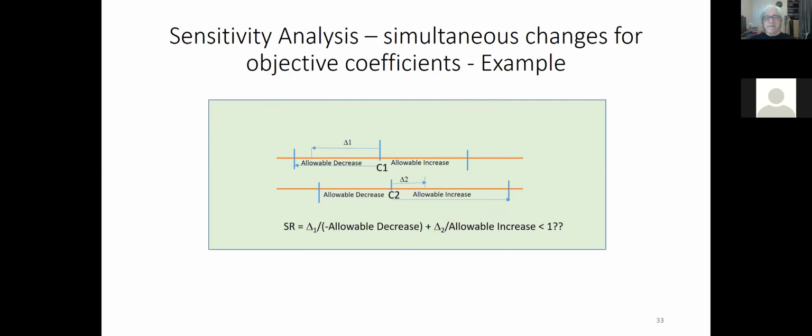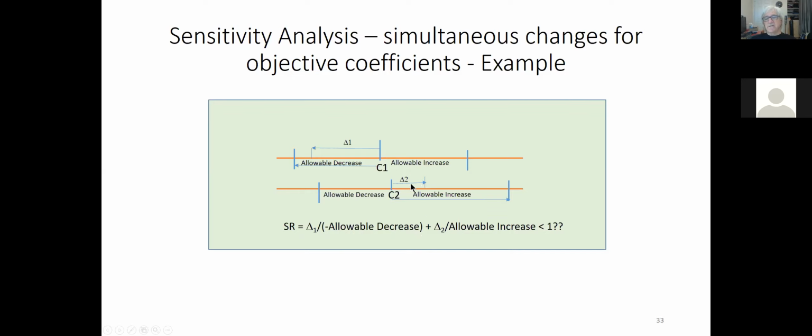The way to analyze it is to form two ratios, one for each change. The first one is the delta 1 from here divided by the allowable decrease. Don't forget to write negative here. And the reason is the delta 1 is already a negative value. You want the ratio to be positive. Excel or Solver does not place the allowable decrease as a negative value. It's a positive value there, but it's called decrease. So you translate it. You say delta 1, and you divide it by the negative of the allowable decrease. The ratio now is a positive value.